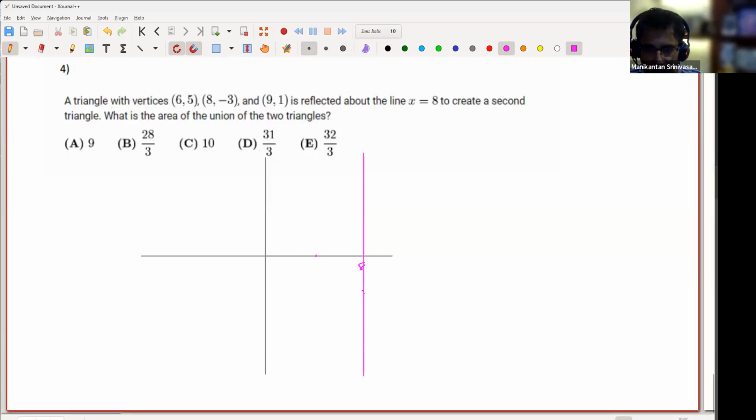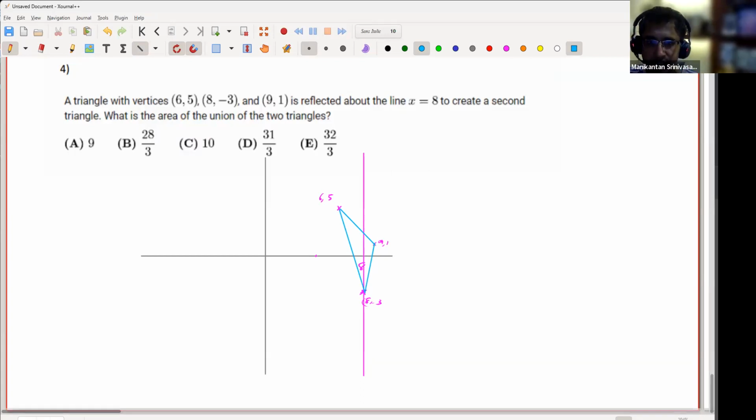So one of the points is conveniently on the reflection axis itself, 8, -3. Other point is 6, 5. So 6, 5 would be roughly around here. Very roughly, I don't have to be super precise. This is 6, 5. This is 8, -3. And then the other one is 9, 1. So 9 is closer to this, 9, 1. It's here. Okay, so let me just connect all three. So I get a triangle.